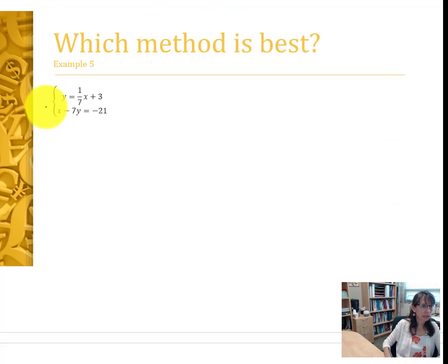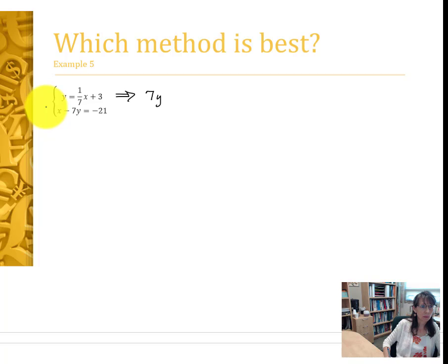In our next example today, we have y equals 1/7 x plus 3 and x minus 7y equals negative 21. Well, these equations are not both in standard form. So the first one will have to be rearranged, and also we notice that there's a fraction involved. So we might want to eliminate the fraction, so we can multiply everything by 7.